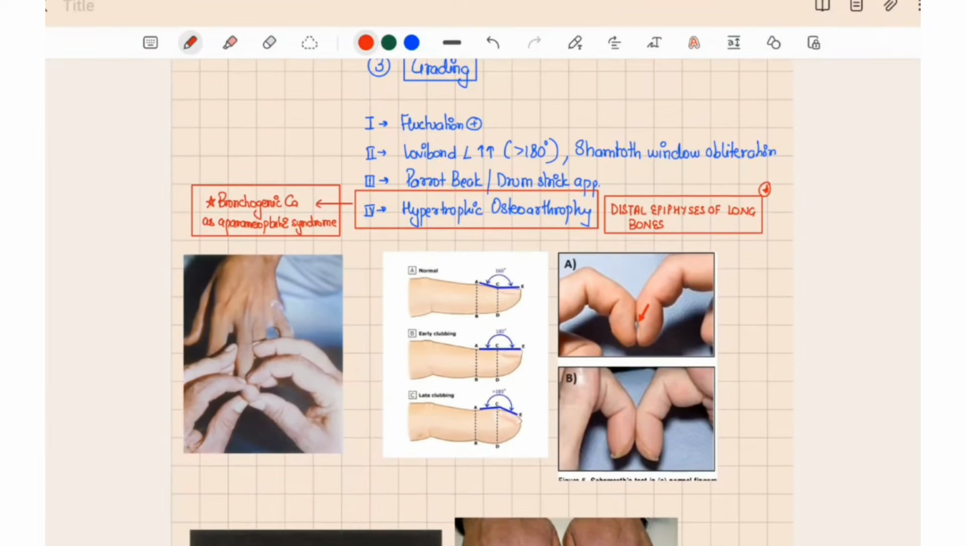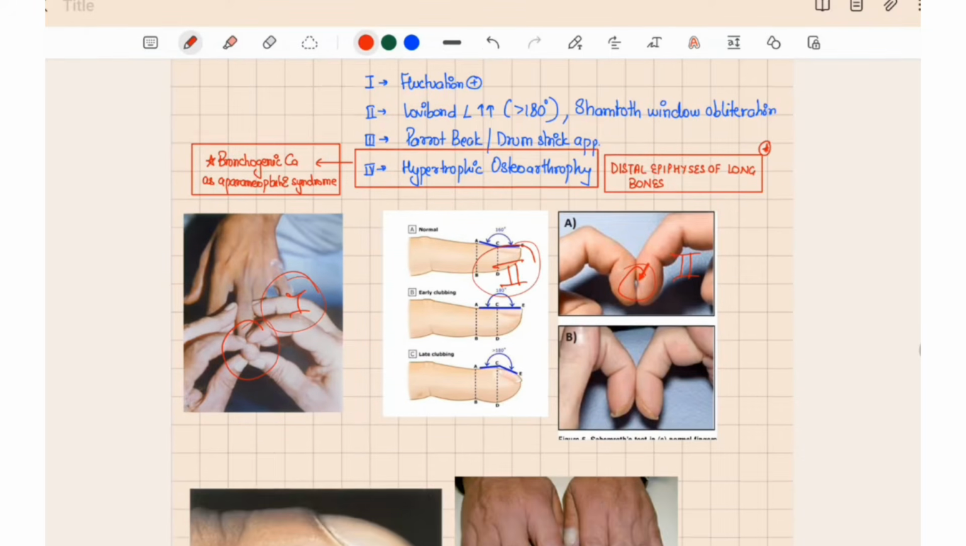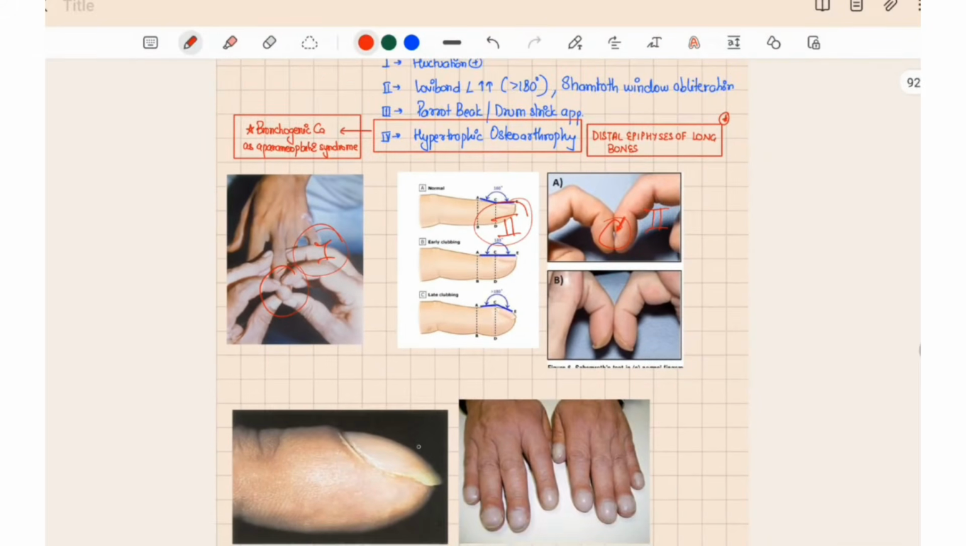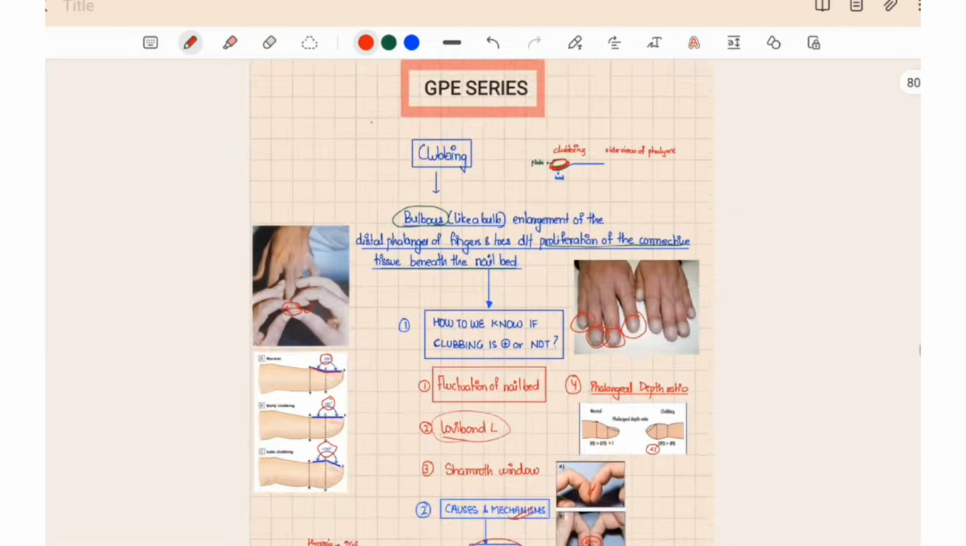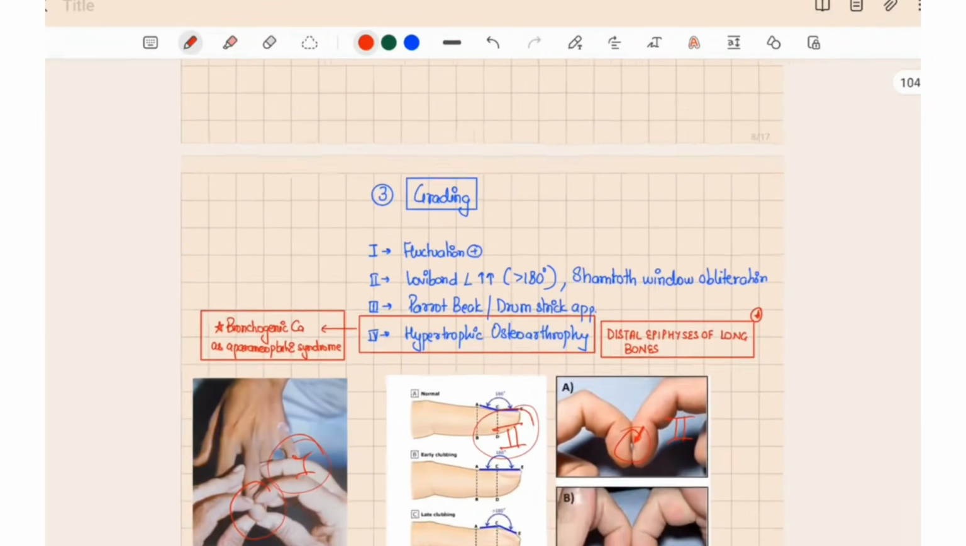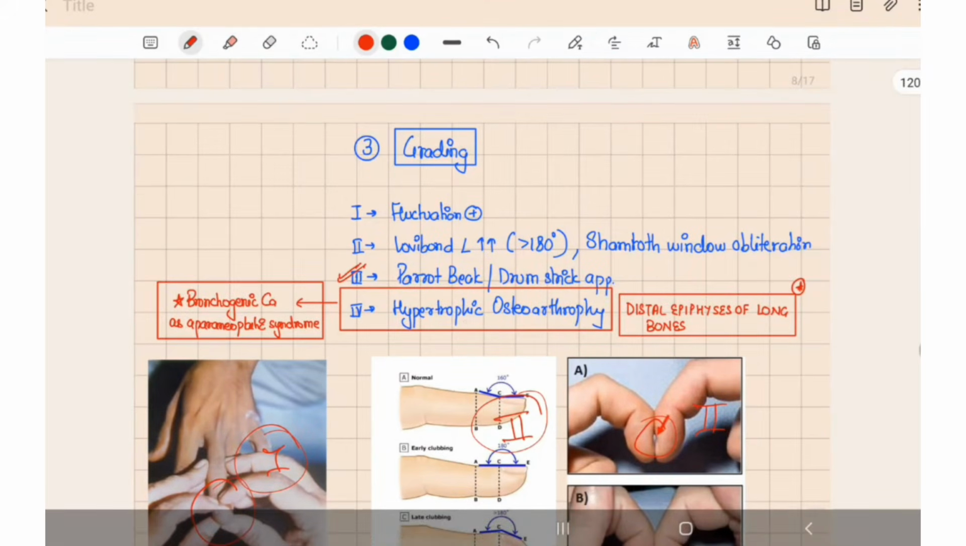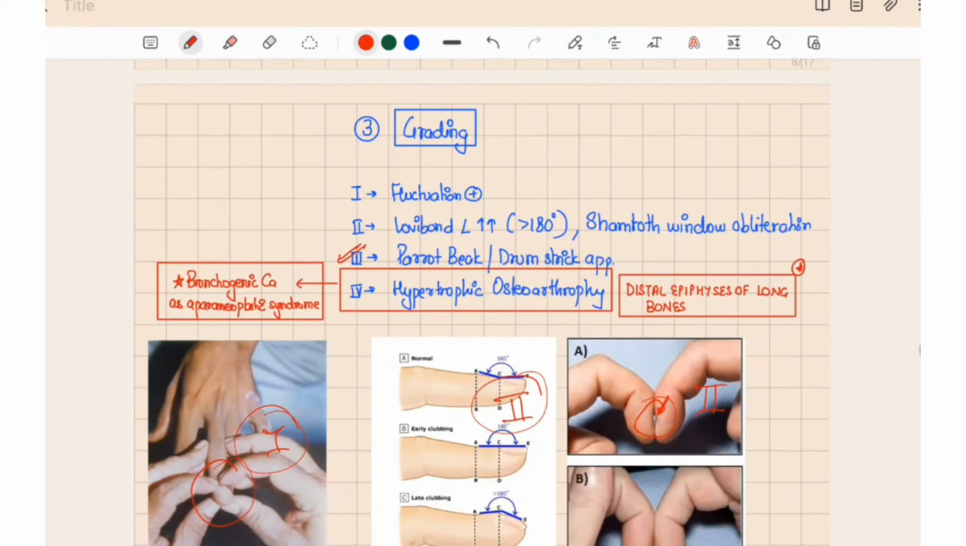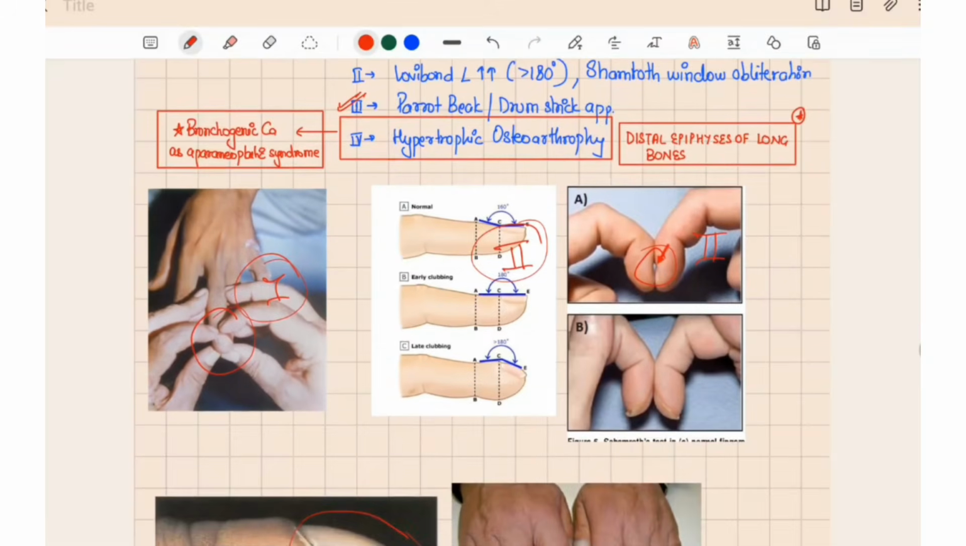In grade 1, we have fluctuation present. We grade it as grade 2 if the Lovibond angle is more than 180 or if the Schamroth window is obliterated. Whereas if a parrot beak or a drumstick appearance is present, this is the parrot beak appearance, and this we have seen earlier is the drumstick appearance. If this is present grossly, then we grade it as grade 3. Whereas if there is a hypertrophic osteoarthropathy, in that case we grade it as grade 4.